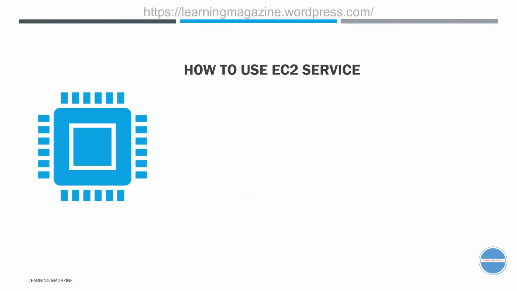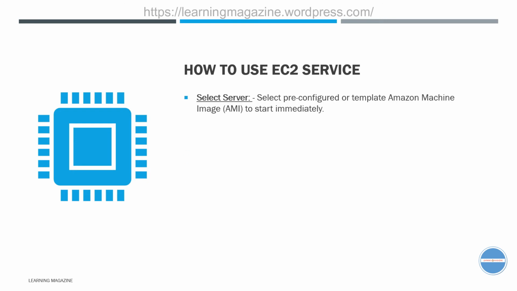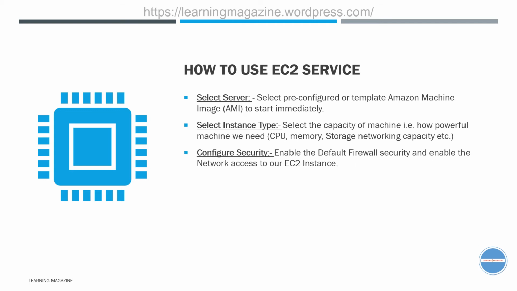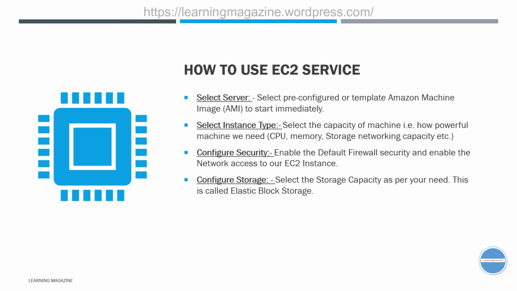Now talk about how to use EC2 service and what are the components required for EC2 configuration. Select pre-configured or template Amazon machine image, or we call it AMI, to start immediately. Select the capacity of machine. How powerful machine we need, in terms of CPU, memory, storage, networking capacity. Enable the default firewall security and enable the network access to our EC2 instance. Select the storage capacity as per your need. This is called Elastic Block Storage.